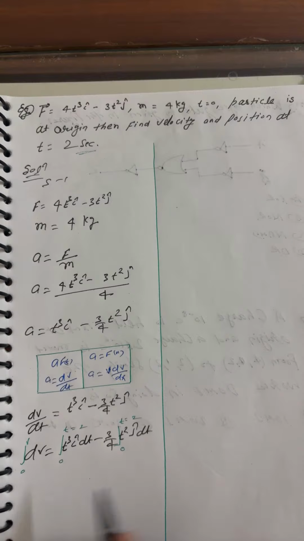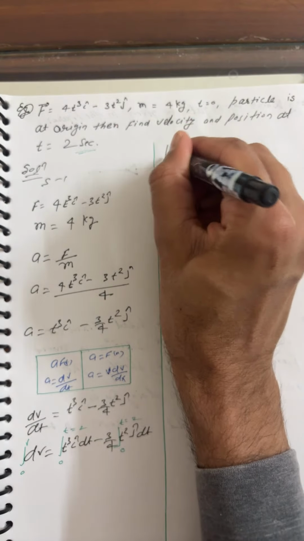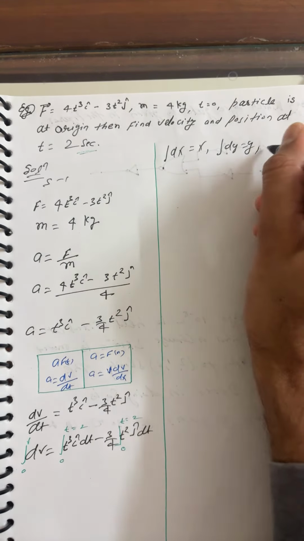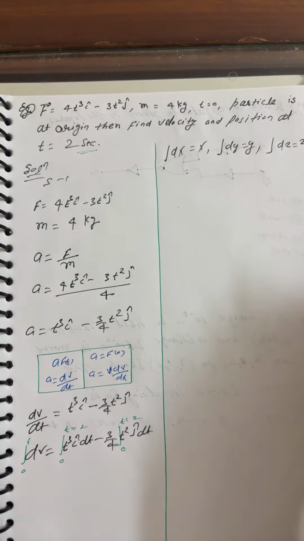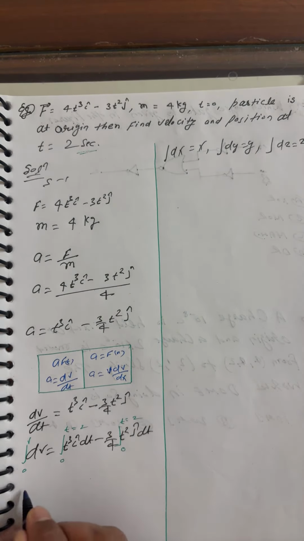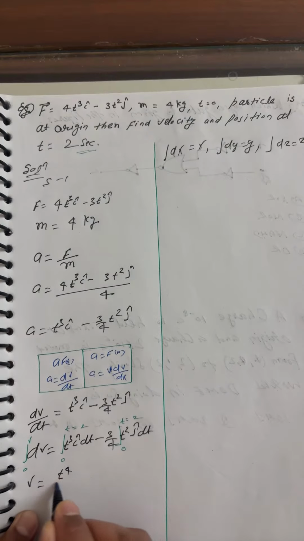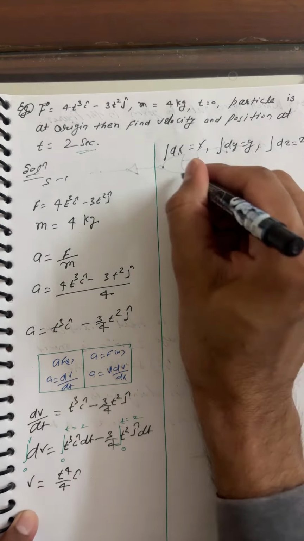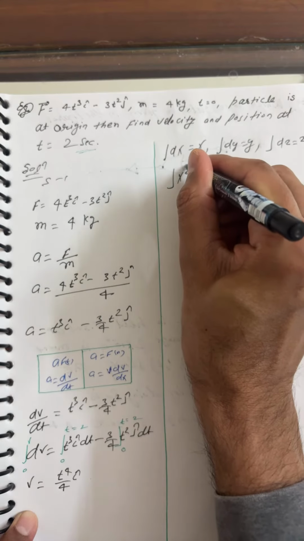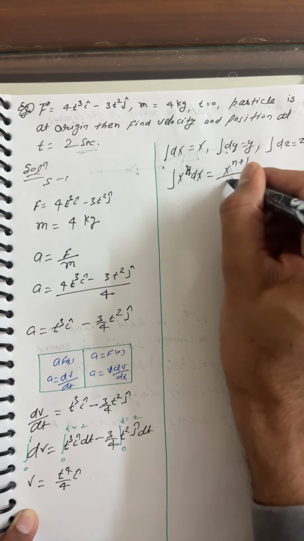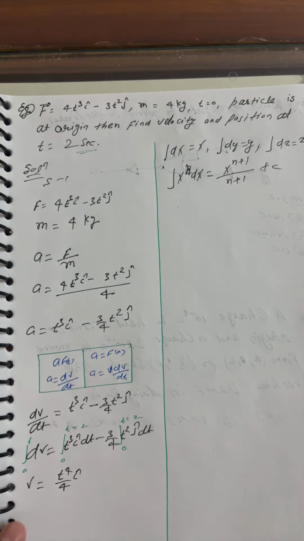So integration of dv, I hope all of you remember, otherwise I'm repeating again: integration of dx is x, integration of dy is y, integration of dz is z only. Now dv becomes v only, and this is t to the power 4 upon 4 i cap. I hope all of you remember the formula: integration of x to the power n dx is x to the power n plus 1 upon n plus 1 plus c for indefinite integration. This is indefinite, but this is definite, so don't worry.